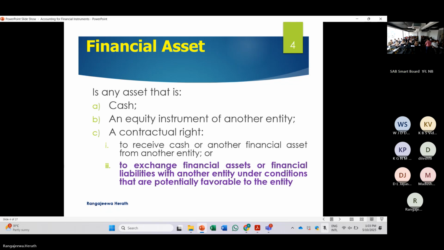Example. Trade receivable meets that definition. Right? Trade receivable is a financial asset. We have a contractual right to receive cash.